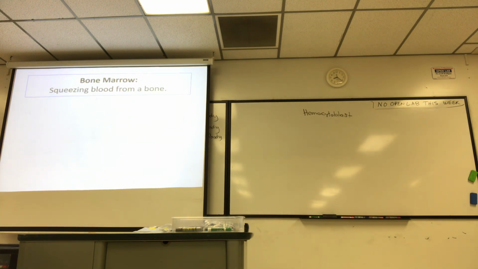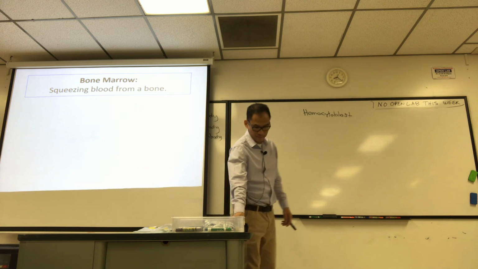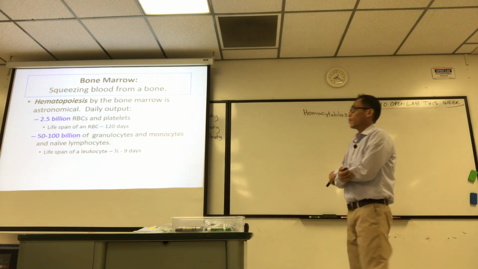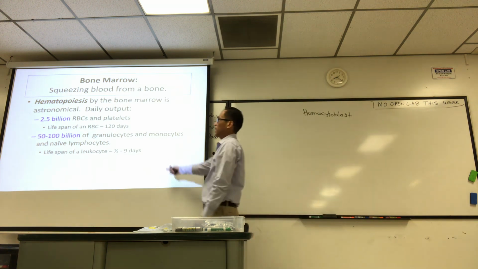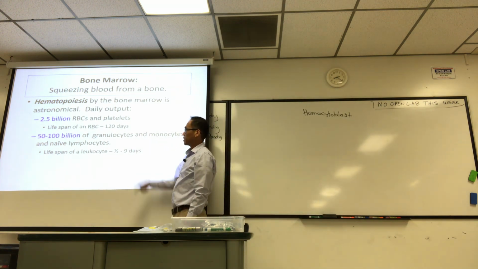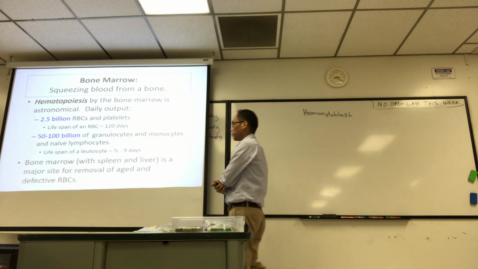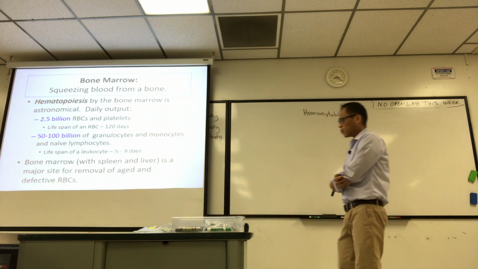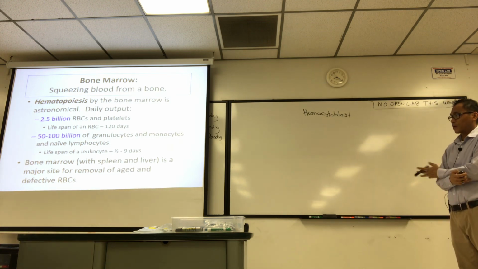Here's a slide on bone marrow. Think of it as squeezing blood cells from bone, because that's where the bone marrow is. But the output is astronomical. The billions of RBCs and platelets that are produced, you can see the lifespan of an average cell. So the bone marrow, with spleen and liver, is the major site for removal of aged and defective RBCs.